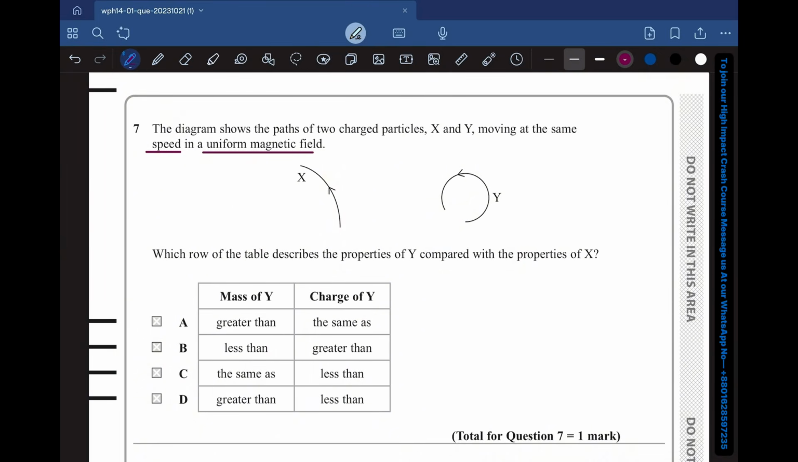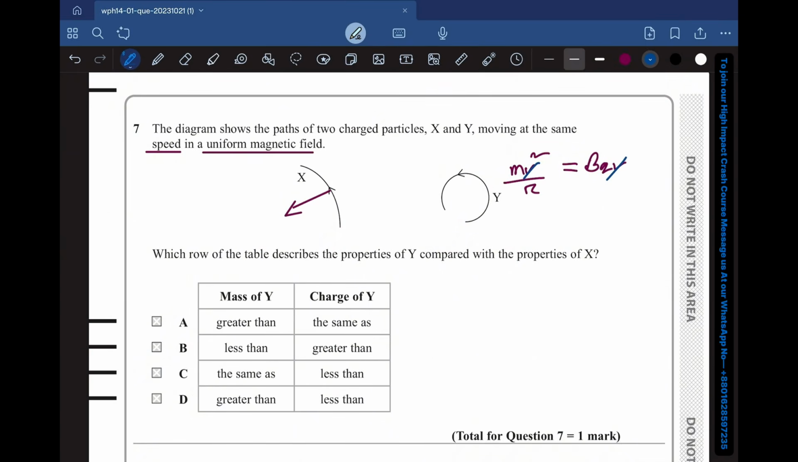Now here, one thing that you will have to understand is both of them are moving in a circular motion. Both X and Y are moving in a circular motion. So we can say there is a centripetal force acting on them, right? And the formula of force on a moving charged particle in a magnetic field is BQV. This force is our centripetal force. So we can say this is equal to mv squared by r, right?